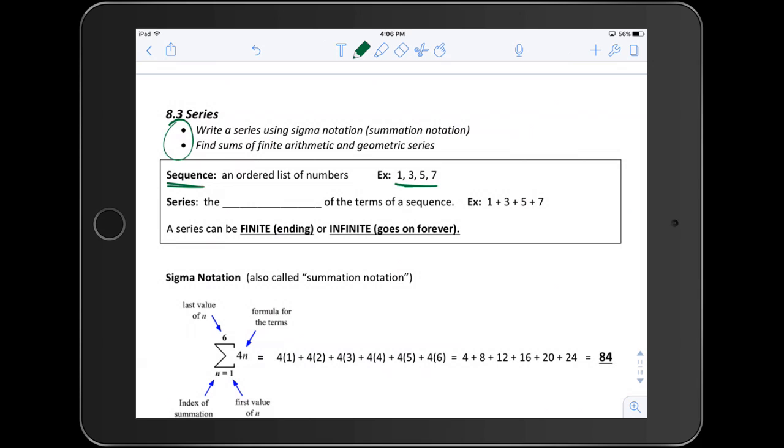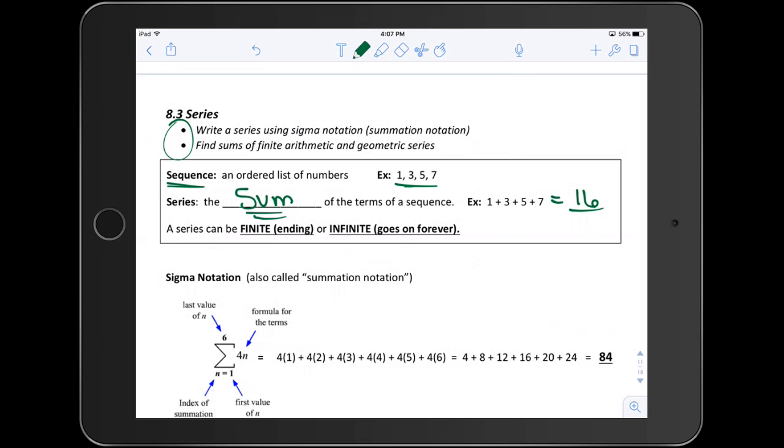A series is the sum of the terms of a sequence. So instead of listing 1, 3, 5, 7, you're going 1 plus 3 plus 5 plus 7, and actually giving a sum, which in this case would be the value 16 if this was your sequence. Notice it has to be finite to get a sum, but certain geometric series you can come up with a sum as they converge. Again, we don't talk about that in this class.